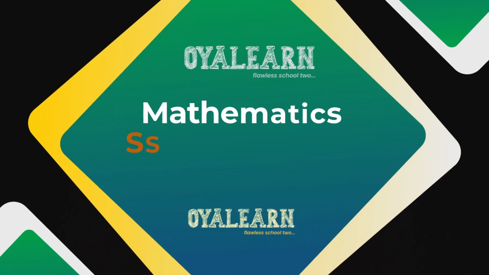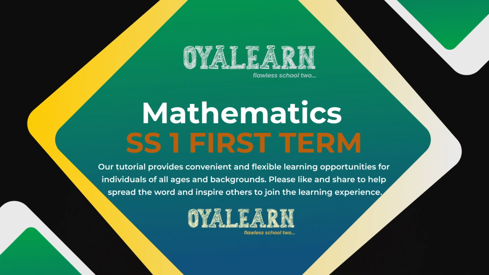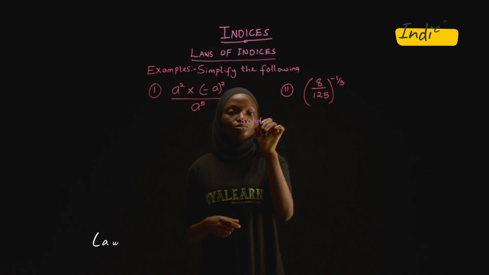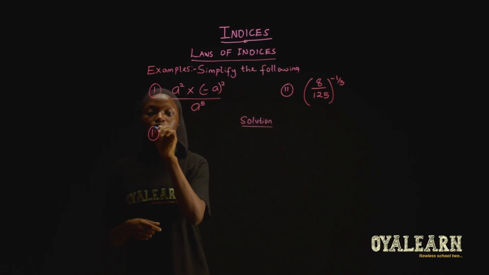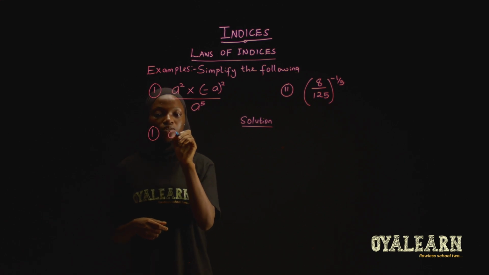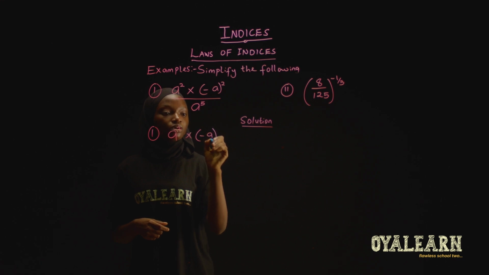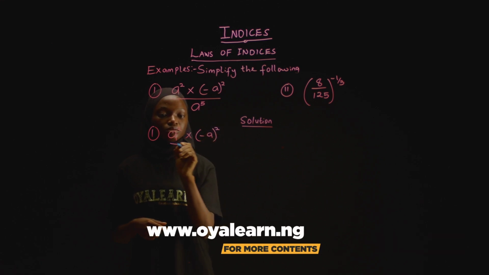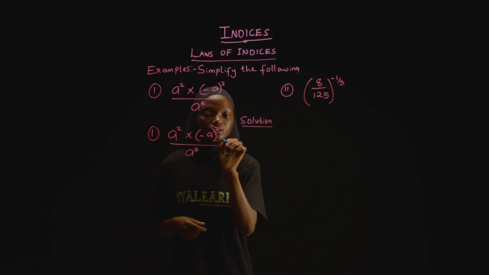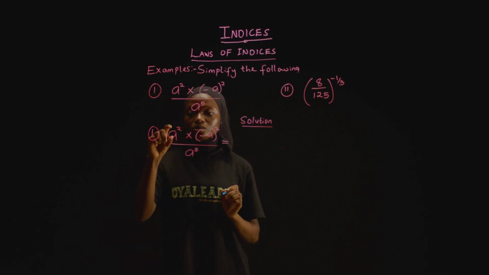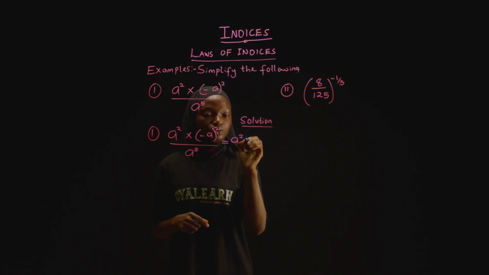Let's simplify these expressions. Solution. The first one, we are given a raised to power 2 times minus a, all raised to power 2, divided by a raised to power 5. Now here we simplify. We write this out first, a raised to power 2 times.